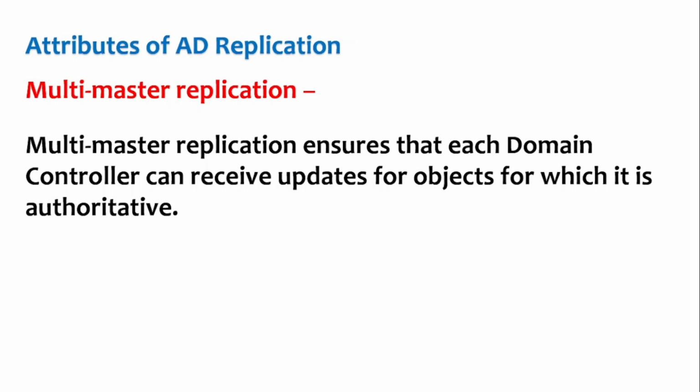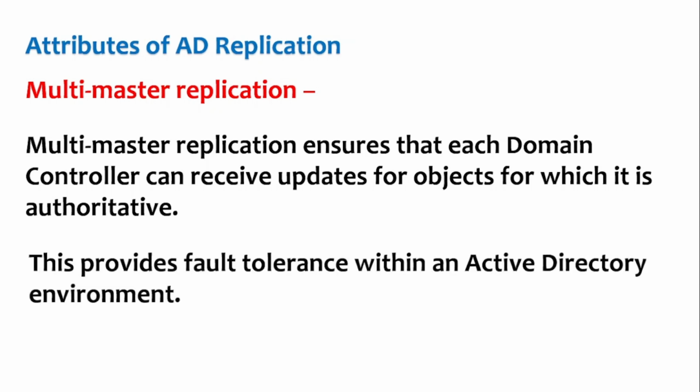Multi-master replication ensures that each domain controller can receive updates for objects for which it is authoritative. So there is a writable copy of the Active Directory database on every domain controller. That's the reason it's called multi-master. And this provides fault tolerance within the Active Directory environment. So even if there are 2 domain controllers and one goes down, the impact won't be that high.